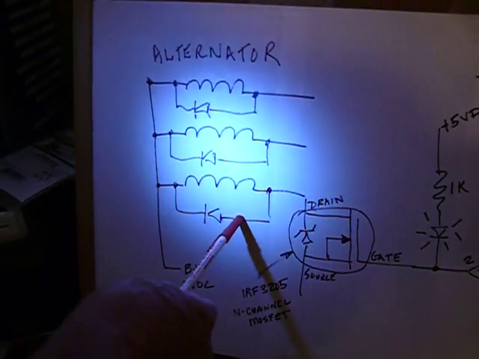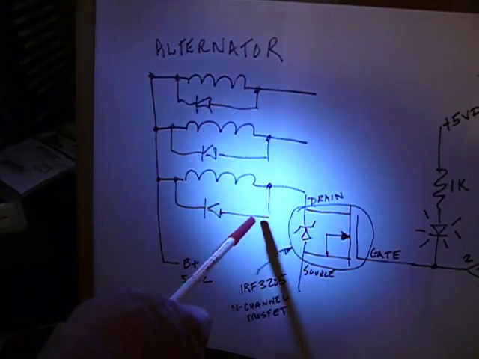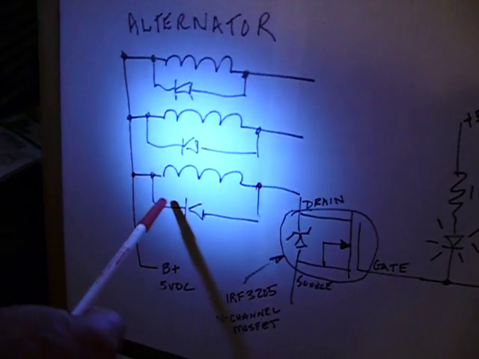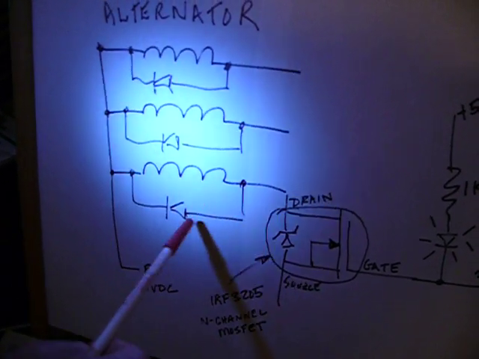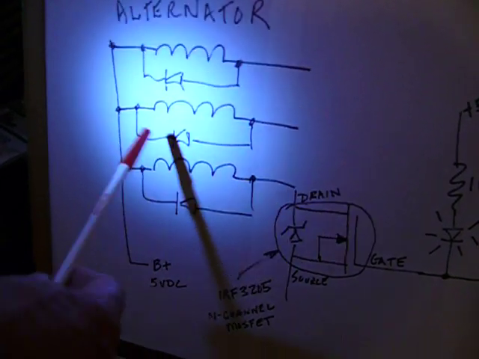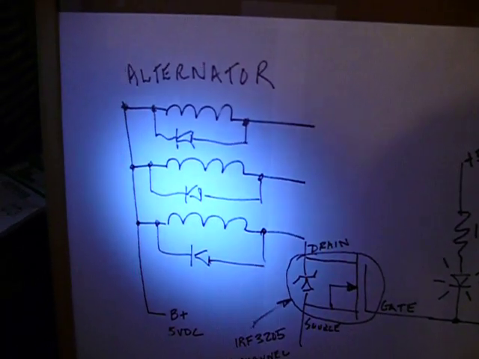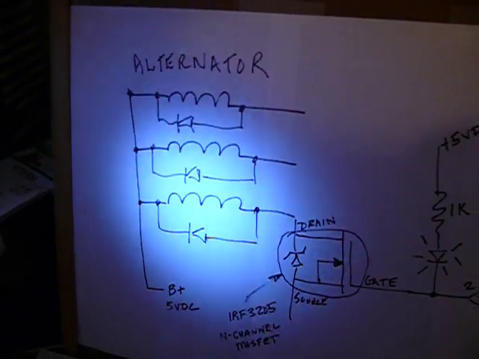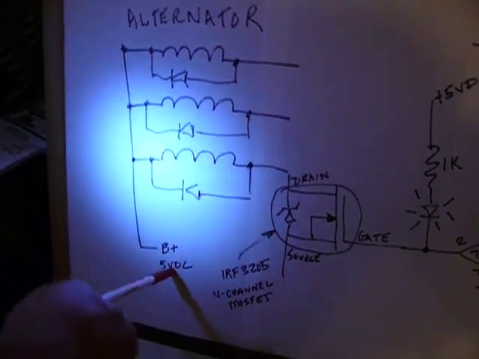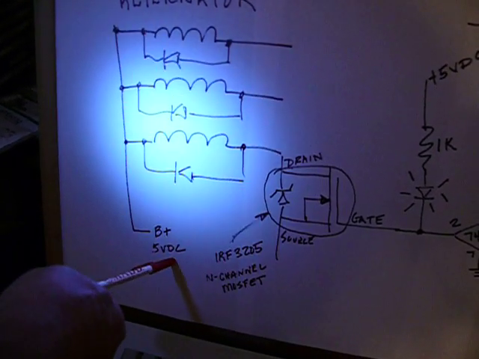Each one of these coils has a diode. I left all the diodes in there, but these are actually still functional because of the way I connected it up. These diodes act like catch diodes and again suppress the EMF. The black wire that I added comes out and ties to 5 volts DC.